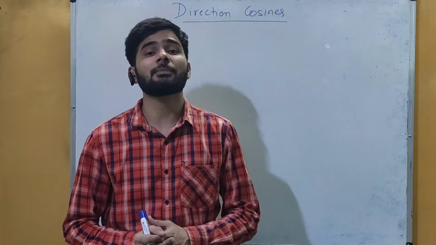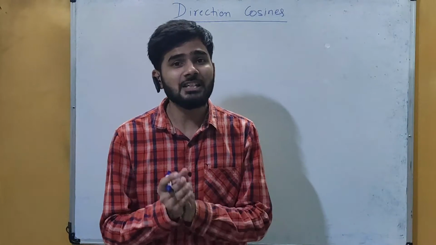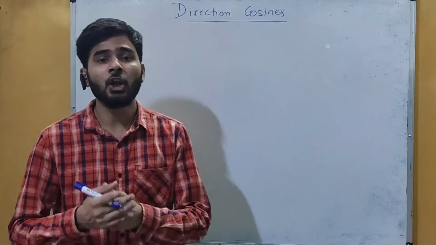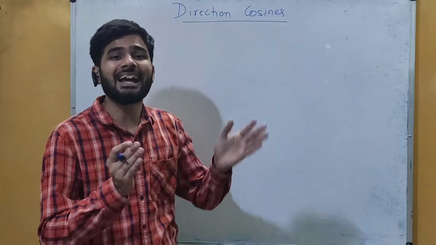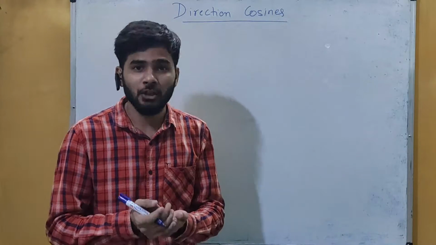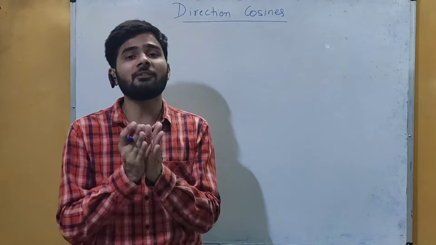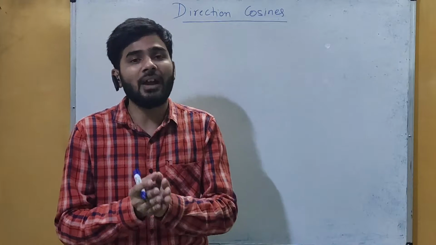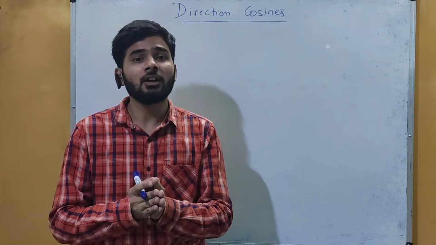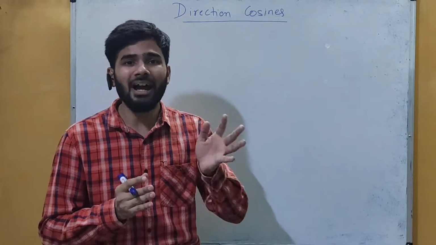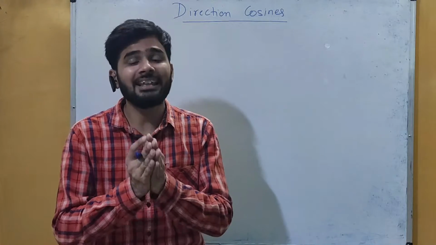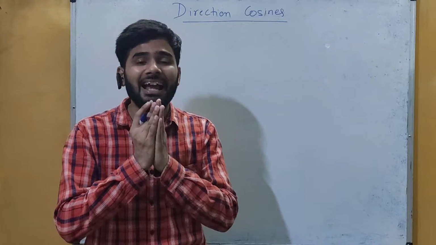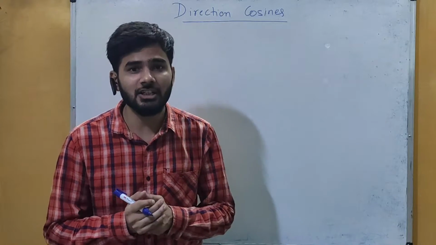We are studying our chapter motion in a plane. In this video we will study about the direction cosines. Now here we have the term cosine. It is that trigonometric ratio which represents cos. So here if we have a vector and that vector makes an angle with x-axis, y-axis and z-axis, and all three angles are different, then the cosine of those angles represents the direction cosines.